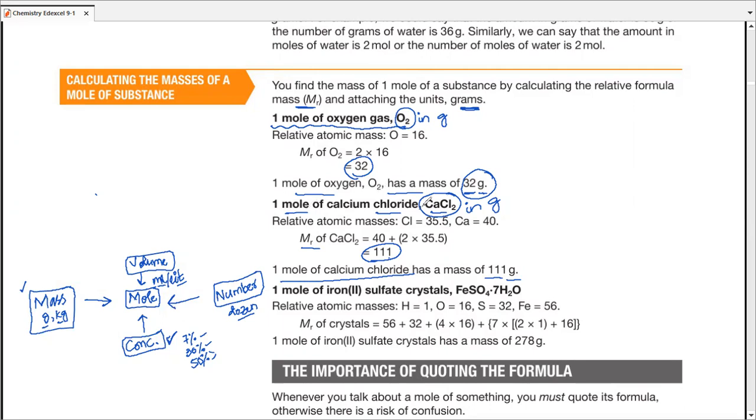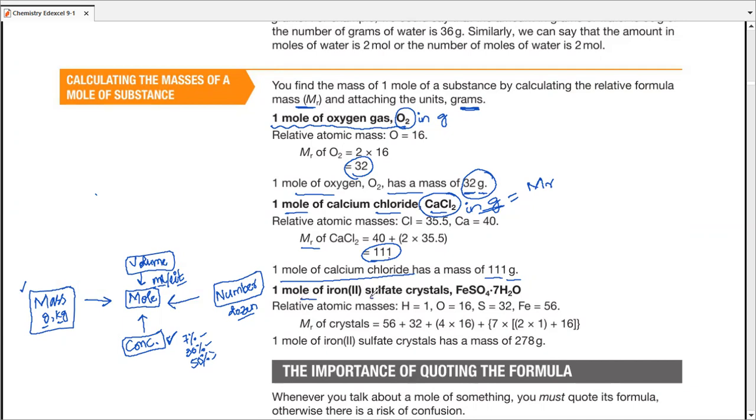So for 1 mole of any substance, the mass in grams is equal to its Mr. Whatever the Mr is, we'll just put grams next to it, and that exact value is the mass for 1 mole of a substance, for any substance on the planet. So that makes it really easy. Calculate the Mr, take that many grams of the substance, and you have 1 mole of the substance. Let's do one more example.